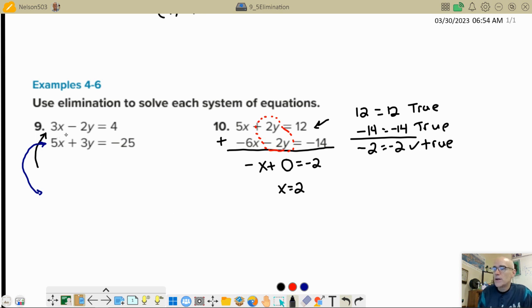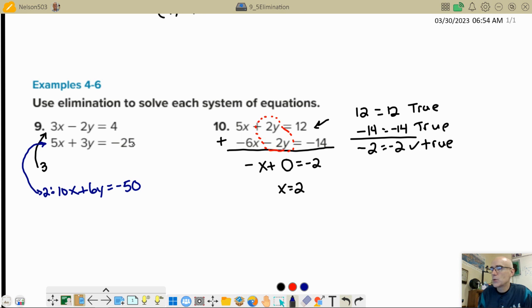So let's say I multiply the top equation by 3, and I'm going to multiply the bottom equation by 2. Okay. So what's going to happen, since I already have the blue pen turned on, I'll multiply the bottom equation by 2. I'm going to get 10x. I'm going to get 6y. And I'm going to get -50, right? I'm just multiplying everything here by 2.